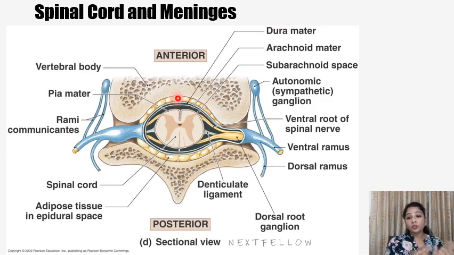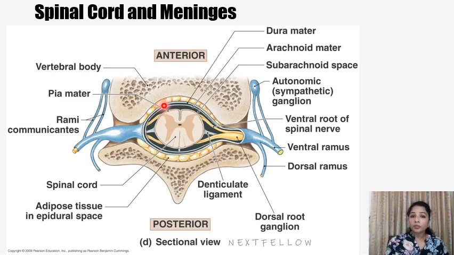The difference between the dura mater of the spinal cord and the dura around the brain: around the spinal cord, the dura mater is present as a single layer, called the meningeal layer, whereas the dura mater around the brain is double layered. It has two layers, the meningeal layer and the endosteal layer. Epidural space is present around the spinal cord, whereas epidural space is absent around the brain. So that was epidural.